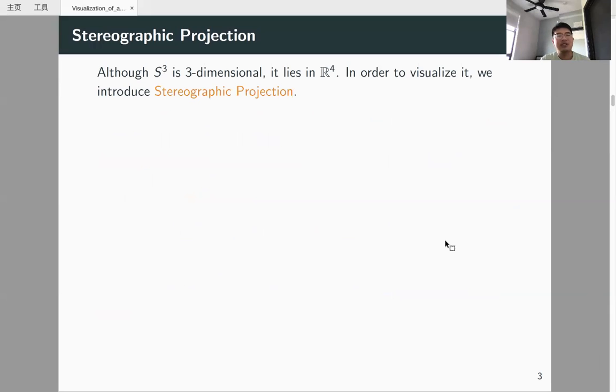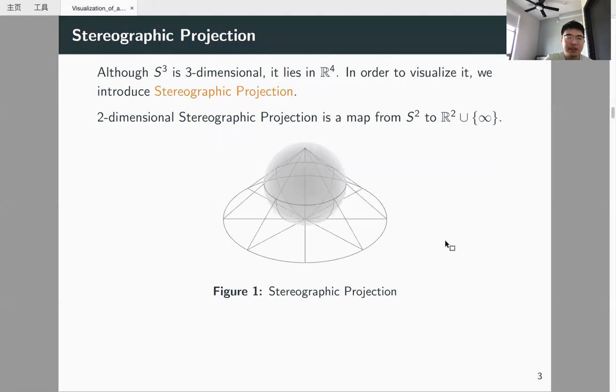The difficulty is that although S3 is three-dimensional, it lies in R4, and we cannot visualize 4-space. In order to visualize it, we need to introduce stereographic projection. Let's do the two-dimensional case first. A two-dimensional stereographic projection is a map from S2 to R2 plus infinity. Here's how the projection works.